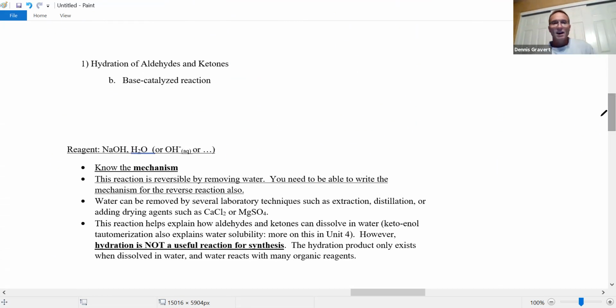All right, you get the same products. It's just catalyzed by base. So if we take that aldehyde, take that ketone, and we don't use hydronium ion, instead we use hydroxide ion. You can write OH, maybe with a low AQ, or I normally write NaOH with water.